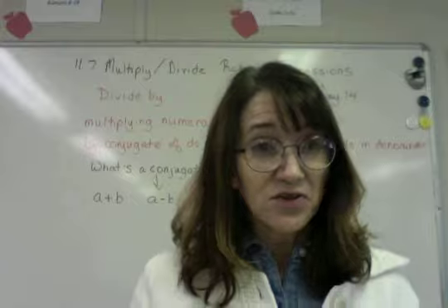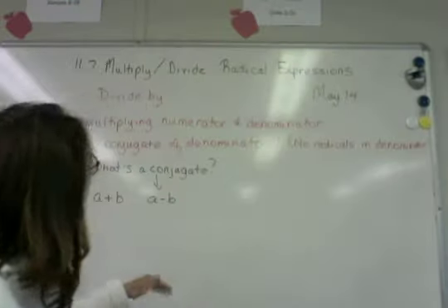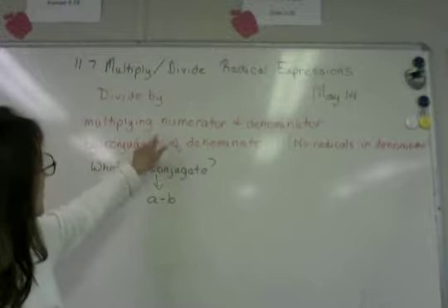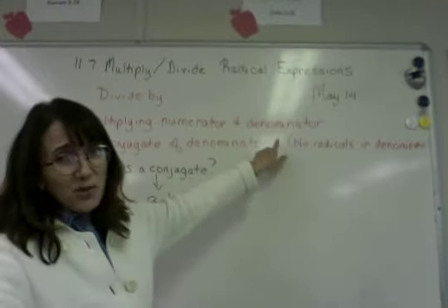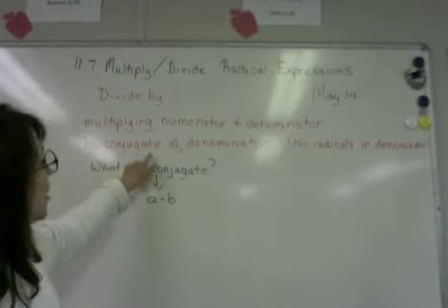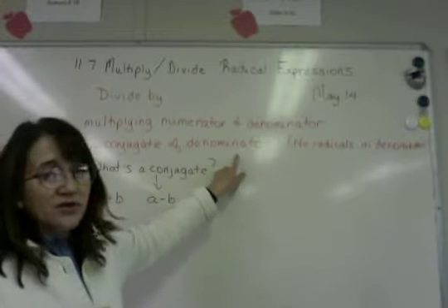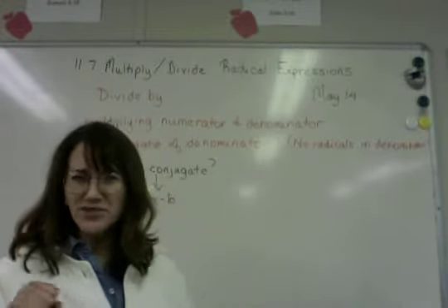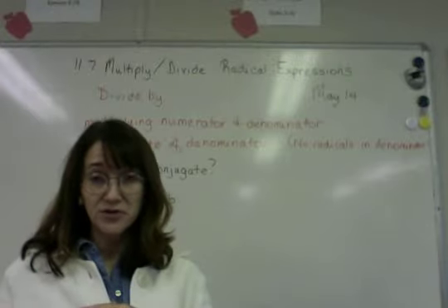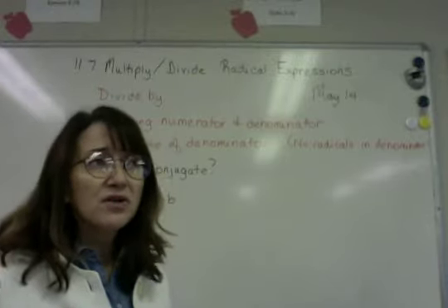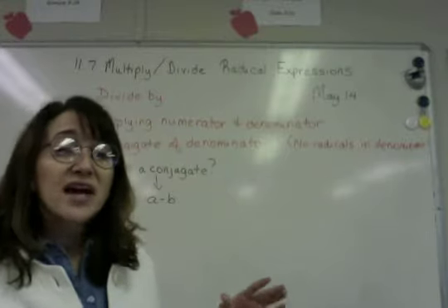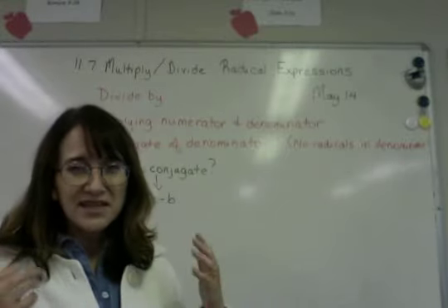Once I have a numerator and a denominator, then I'm going to divide by multiplying the numerator and the denominator by the conjugate of the denominator. Because you can't have any radicals in that denominator. Remember us radicalizing the denominator, where we basically had to multiply with the radical both the numerator and the denominator? Well, now I have to multiply it by its conjugate.